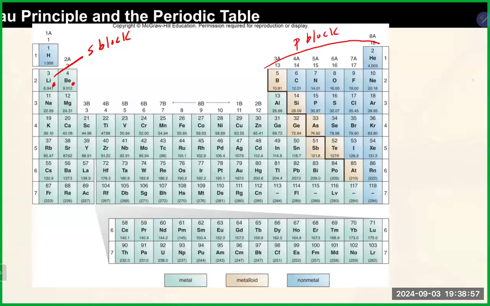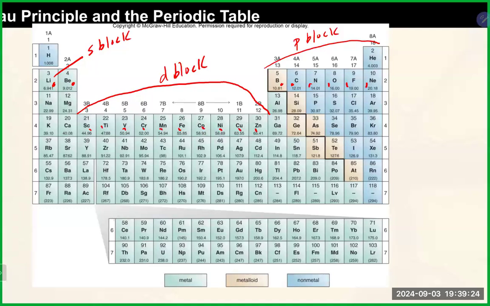And a p subshell could hold 6 electrons. That is 1, 2, 3, 4, 5, and 6. The transition metals here, as we talked about just a second ago, that is our D block, right? And that is 10 electrons in the subshell: 1, 2, 3, 4, 5, 6, 7, 8, 9, and 10.